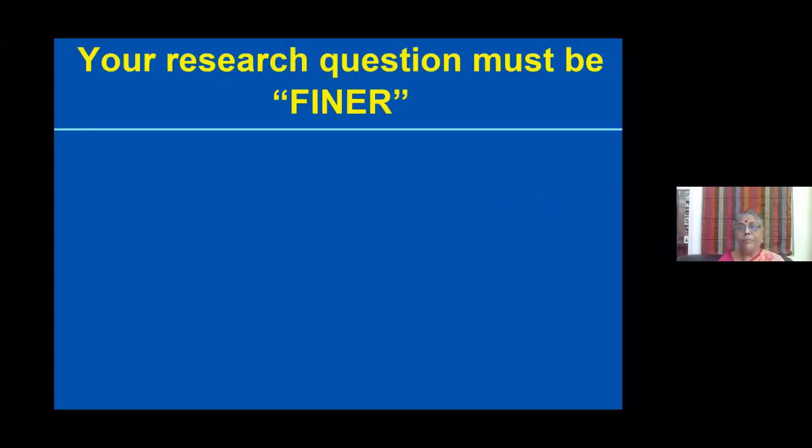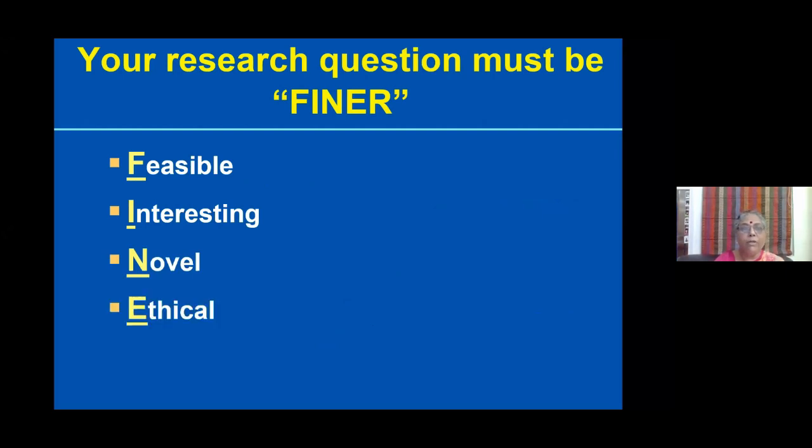So you people must be ready with the research question. And the research question has the characteristics of FINER. So what are these characteristics? F stands for feasible, I for interesting, N for novel, E for ethical, and R for relevant.